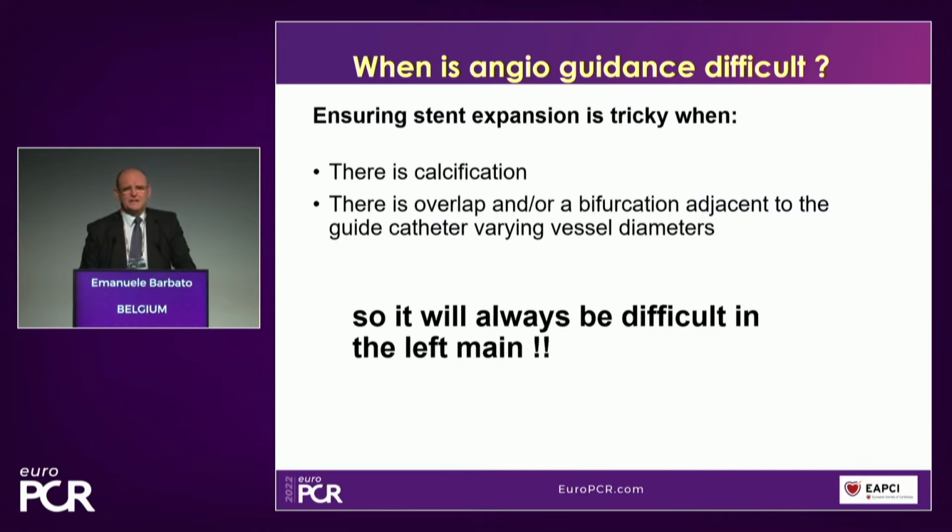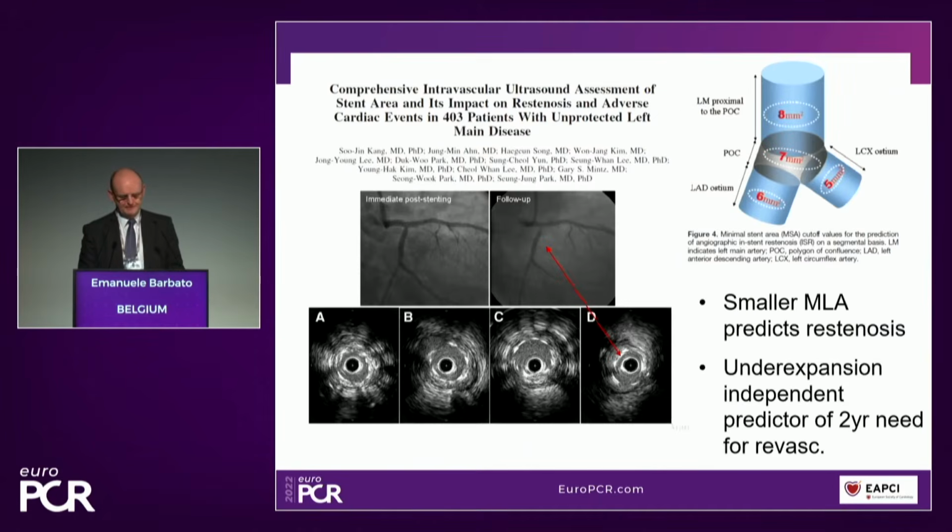So, in which cases is it going to be difficult for me to guide my intervention with angiography alone, without imaging? In cases where there's calcification, in cases where there's overlap, in cases where there's bifurcation, and in cases where the guide catheter is going to interact with the lesion. All of these are the left main.